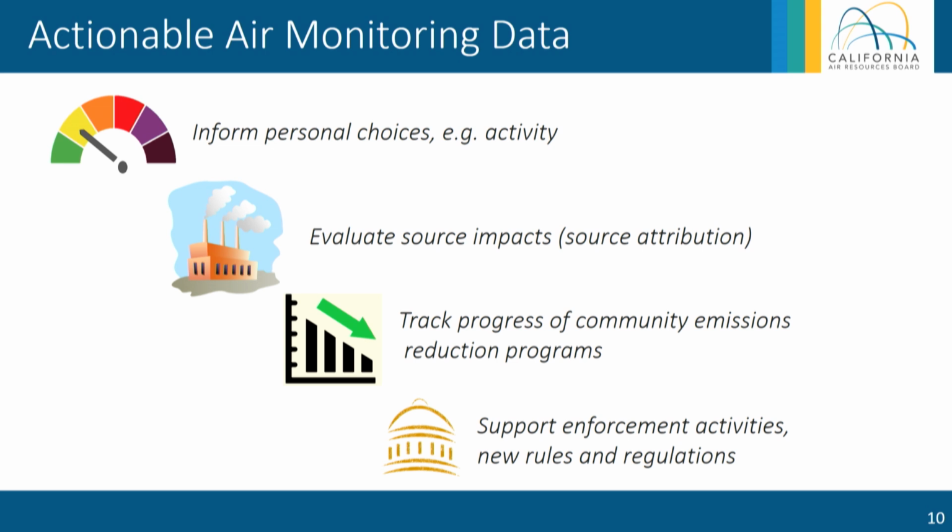Evaluate source impacts, like source attribution. Where are the emissions coming from? Track progress of the emission reduction programs that have been adopted as part of 617, or support enforcement activities or new rules or regulations. Each one of these actions is quite different, and they require different data quality and different methods. Different instruments or methods could be used to achieve these actions.